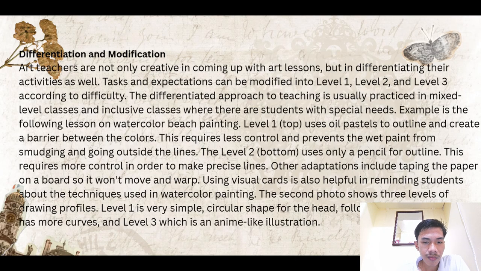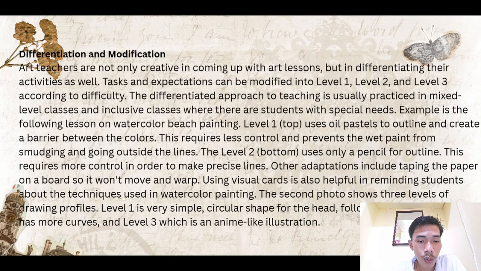So in art education, teachers can prepare activities with different levels of difficulty. So for example, in watercolor painting, level 1 students use oil pastel to outline their drawings. So first, the oil pastel acts as the barrier, making it easier to control the paint and preventing colors from spreading outside lines. So this is ideal for beginners or students who need more support. So in level 2, students use only a pencil to create their own outlines. Since there is no oil pastel barrier, this requires better hand control and more precision.